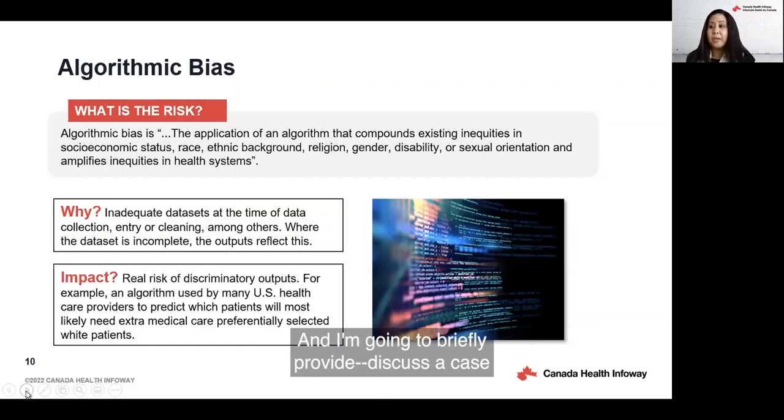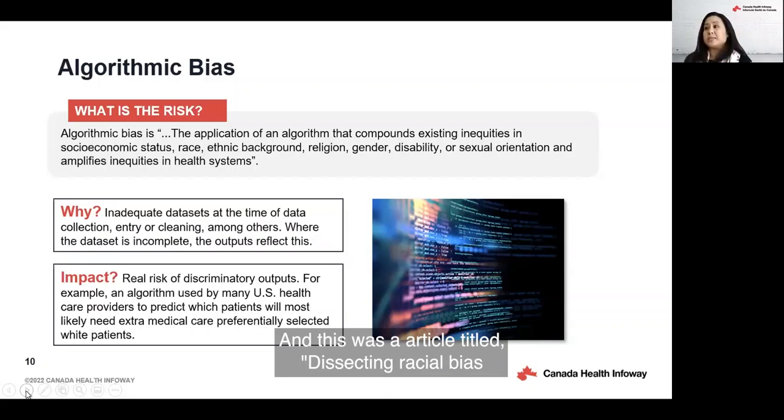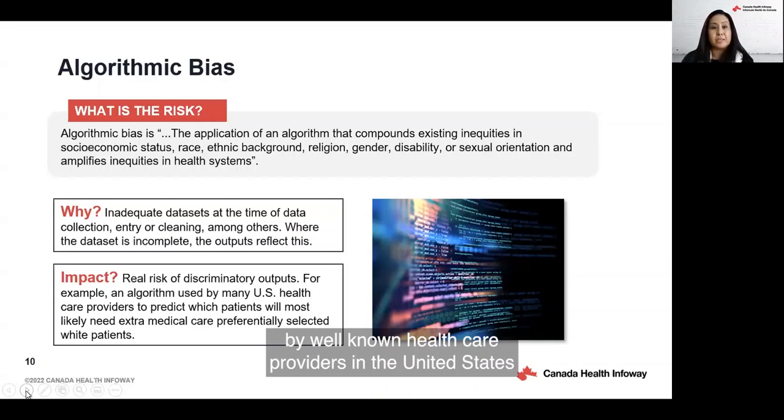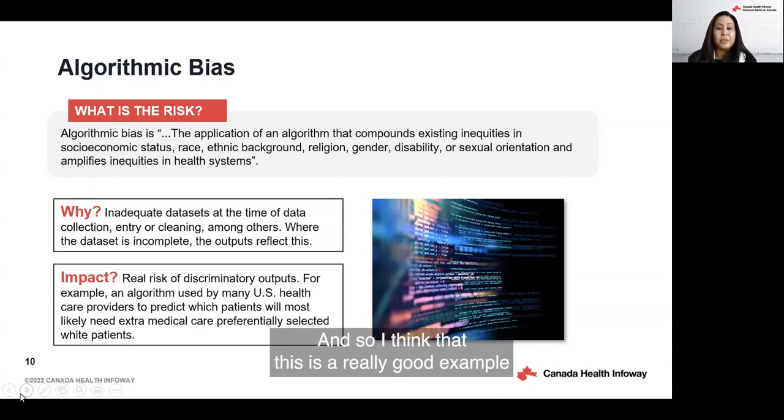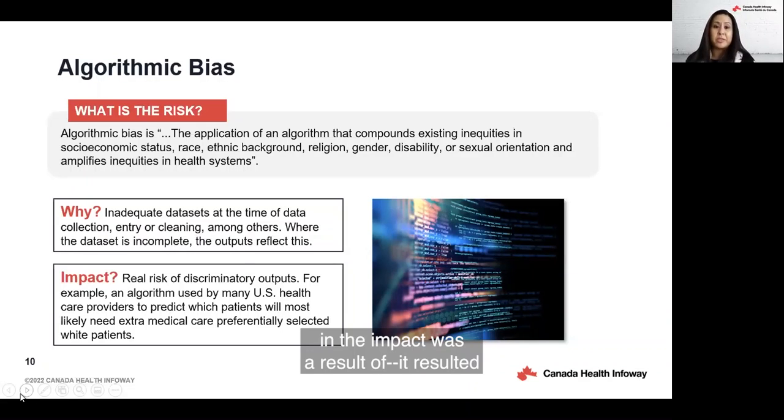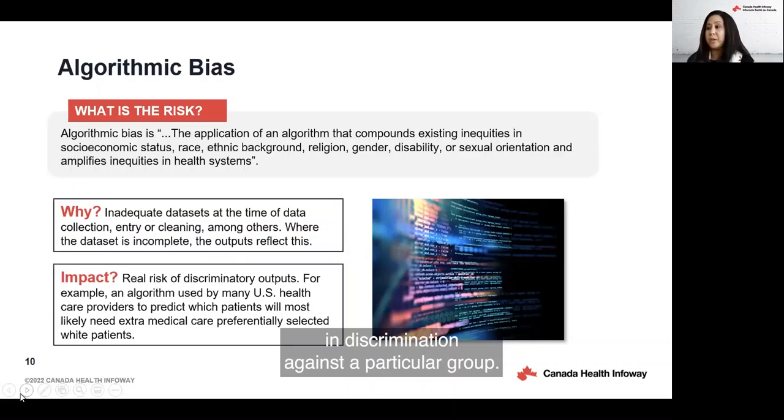And I'm going to briefly discuss a case with regards to an article that was published in 2019. This was an article titled "Dissecting Racial Bias in an Algorithm Used to Manage the Health of Populations." It was published in the journal Science, and what it found was that algorithms commonly used by well-known healthcare providers in the United States exhibited significant racial biases. I think this is a really good example of understanding the impact of using an algorithm, and the impact was that it resulted in discrimination against a particular group.